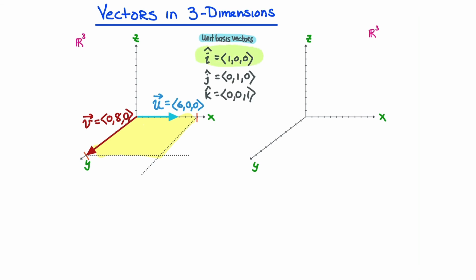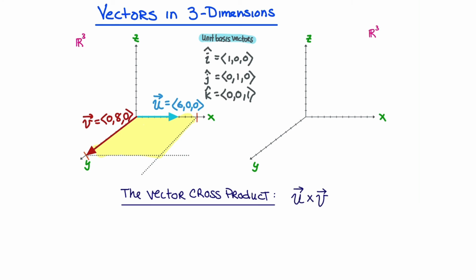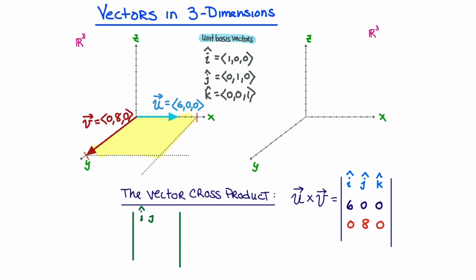Speaking of vectors, the determinant can tell us something about vectors in 3 dimensions as well. So let's say we have two vectors that live along the x and y axis in 3 dimensions. So we have 3 coordinates in our vectors. The vectors u and v are (6, 0, 0) and (0, 8, 0). And we're going to find something called the cross product of these two vectors. This cross product is defined by a determinant: the determinant of the basis vectors i, j, and k, and our two vectors u and v.